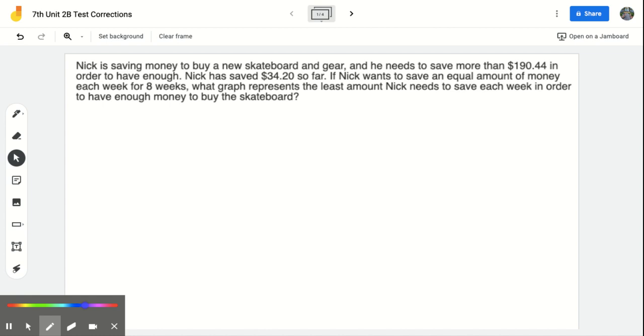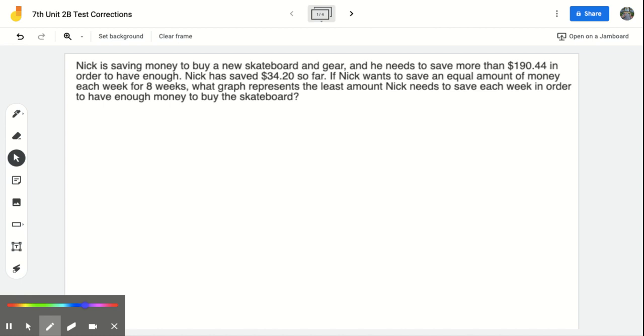It says, Nick is saving money to buy a new skateboard and gear, and he needs to save more than $190.44 in order to have enough. Nick has saved $34.20 so far. If Nick wants to save an equal amount of money each week for 8 weeks, what graph represents the least amount Nick needs to save each week in order to have enough money to buy the skateboard?